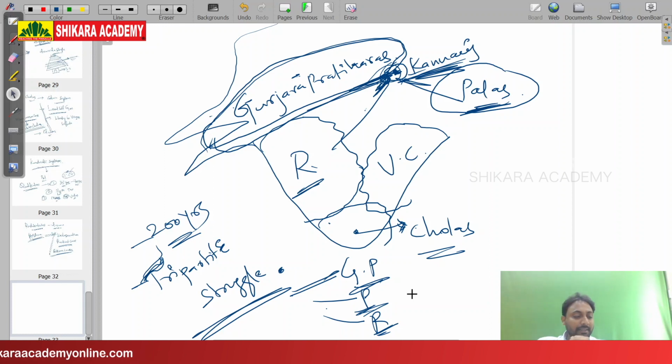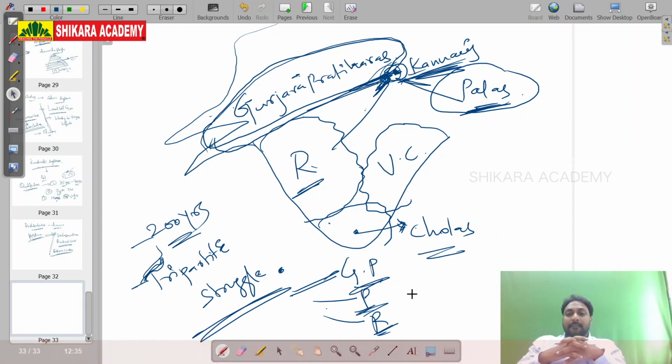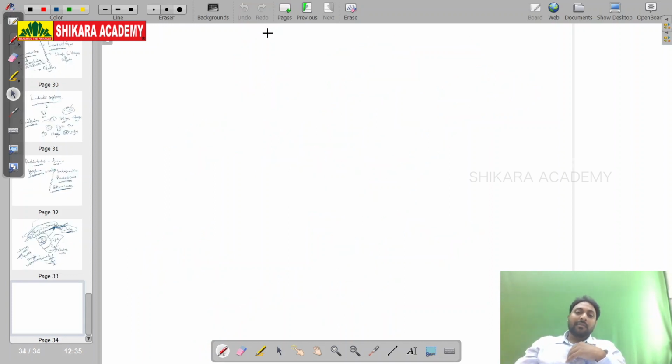These are the three biggest kingdoms fighting for Kannauj city. Okay, and the Rashtrakutas won this tripartite struggle the maximum number of times.